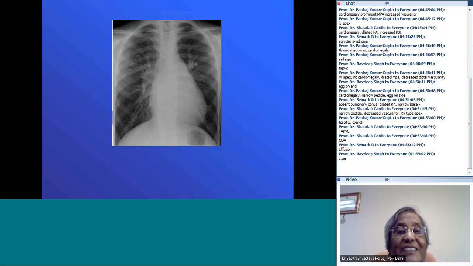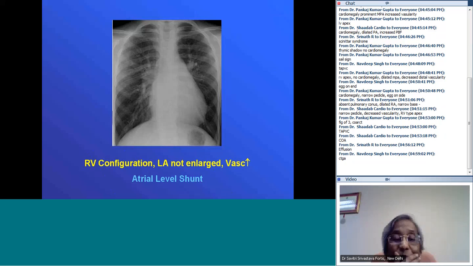In the configuration of the heart, it's the lifted apex, not down. So this is more like the right ventricle. There is an increased vasculature very clearly. Both the hilar are prominent and there are a lot of unknown vessels. So clearly it is an increased vasculature. There is no left atrial enlargement, this is the left bronchus, and clearly right ventricular configuration. So the shunt lesion is there, and in this you will commit that it is an atrial level shunt.